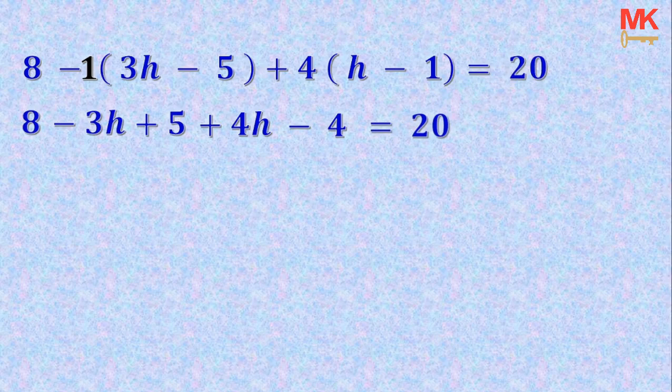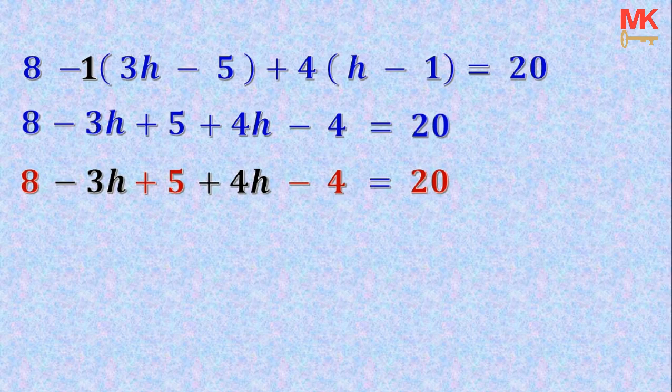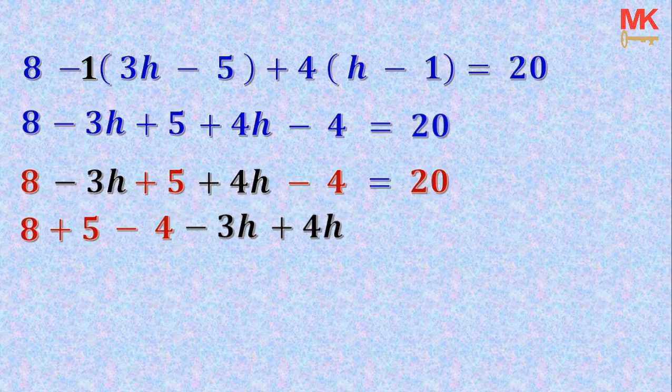So we just put all the like terms together in the same color, just like this. You can see that the 8, the plus 5, the negative 4, and the 20 are all like terms. So at the left-hand side of this equation, we'll just put all the like terms together. And similarly, the negative 3h and the positive 4h are like terms. So we'll just put them together and then keep our 20 at the right-hand side of this equation.